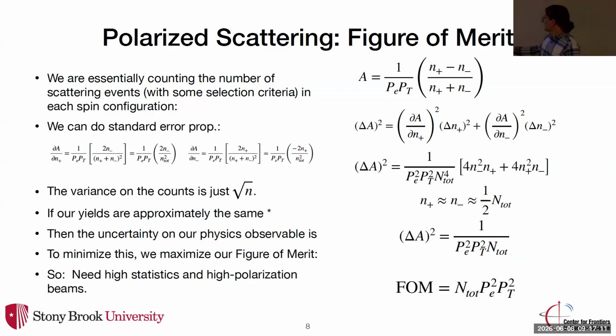That means that the uncertainty on our physics observable goes like 1 over polarization squared, and the total number of events. So if we want to do a nice high precision measurement, we need a couple things. We need to make this thing as small as possible, which means we need to make this number as large as possible. We want intense, well-polarized beams. That's what we need at the EIC if we want to maximize the precision of these asymmetries. That's called the figure of merit.